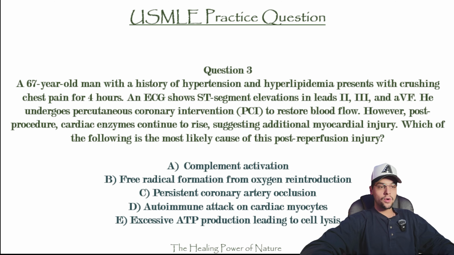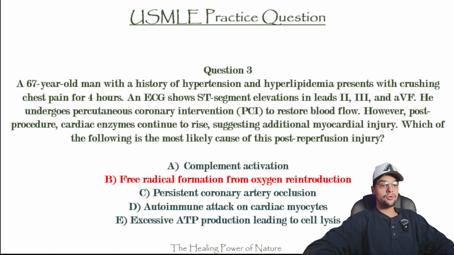So let's do one more practice question. I'll give you a few minutes, then we'll come back and review together. So if you chose B, free radical formation from oxygen reintroduction, that is correct. Remember, reperfusion injury occurs when oxygen is suddenly reintroduced to ischemic tissues, generating reactive oxygen species such as superoxide, hydrogen peroxide, and hydroxyl radicals. These free radicals cause lipid peroxidation, protein oxidation, and DNA damage, leading to further tissue injury despite restored blood flow. This is due to the electron transport chain and how it naturally produces free radicals as a byproduct.